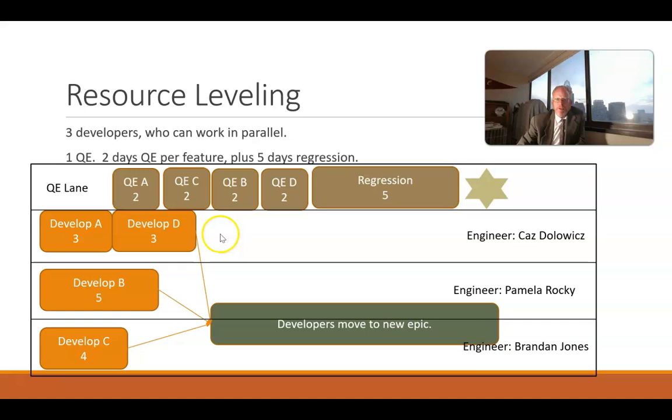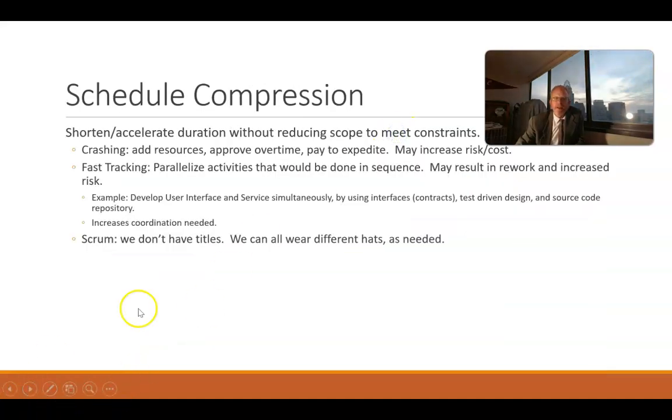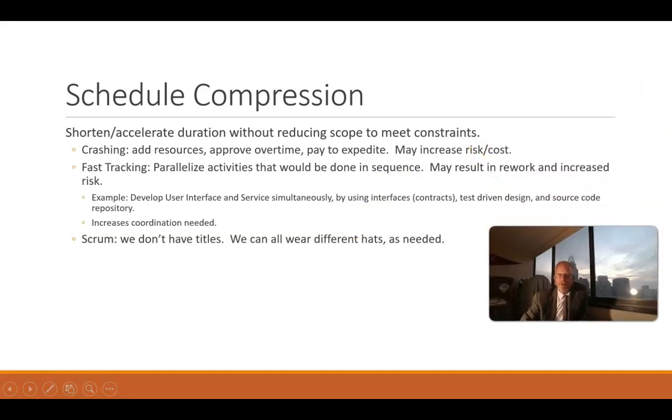And once the developers are finished with their task, well, okay, they move on to another epic, they do something else, and quality is testing. If quality finds a defect, they might send it back to the developer, but at this point, they're able to move on to a new task. So that's one option, resource leveling.